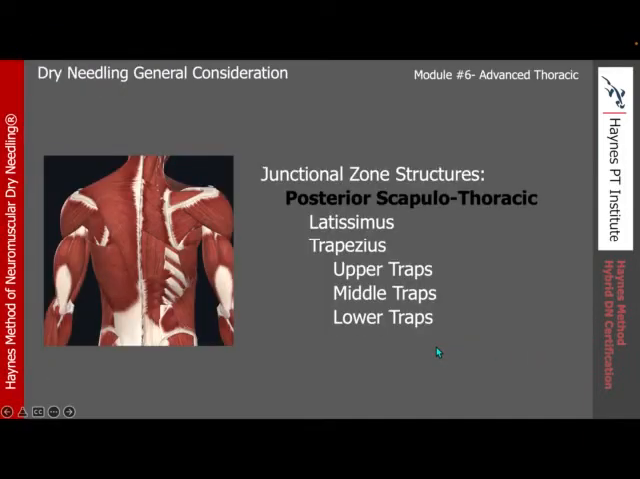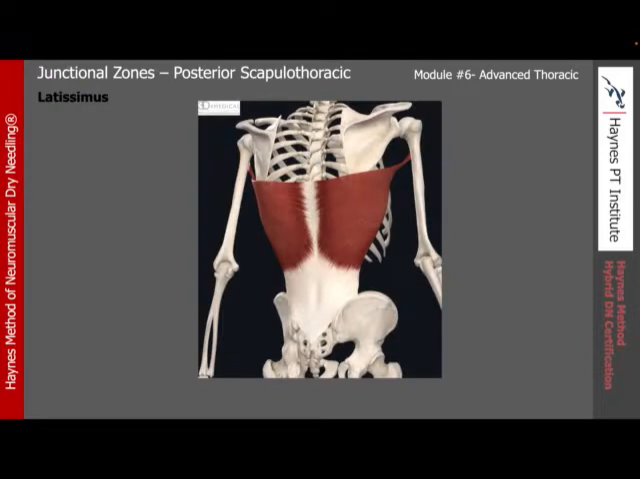All right. So we'll move into what I'm calling our junctional zone structures. Here we're going to start in our posterior scapulothoracic region. We've looked a little bit already at the latissimus as far as how to dry needle that, and the upper traps. We're going to review those again and then add in our middle and our lower traps. So in a moment we will walk through all of the three-dimensional anatomy. We probably have a reminder on our surface anatomy as well.